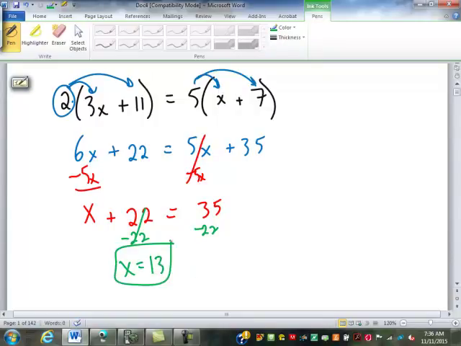If you want to double check, you can always put 13 back in there and verify that you get the same number on each side of the equal sign. You will, trust me, you get 100 on each side of the equal sign.